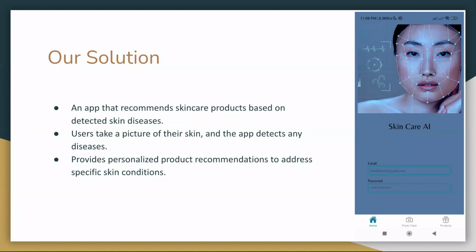What it does is it takes a picture of their skin, and the app then sends that picture to an AI API that is implemented in Flask and deployed in AWS. If you take the picture and it sends it to the API, it gives you back the recommended products according to your skin condition.